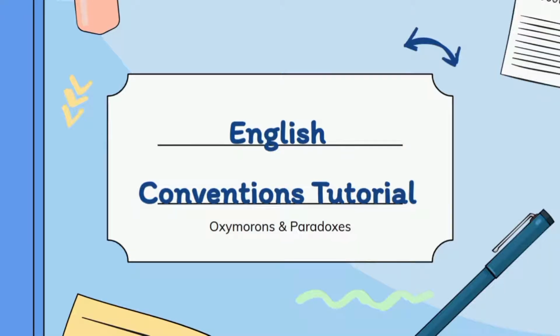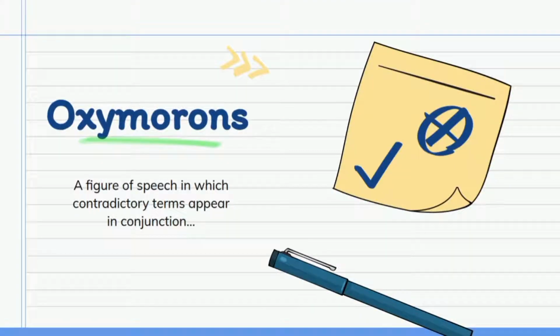My topics for the English conventions tutorial are oxymorons and paradoxes. I'll be going over what they are, showing you guys examples of the two, showing you how to use them in a text, the difference between the two, basically all you've got to know about oxymorons and paradoxes. Let's start off with oxymorons.